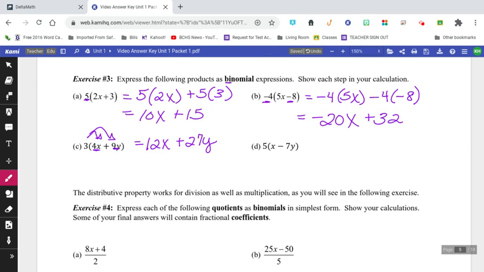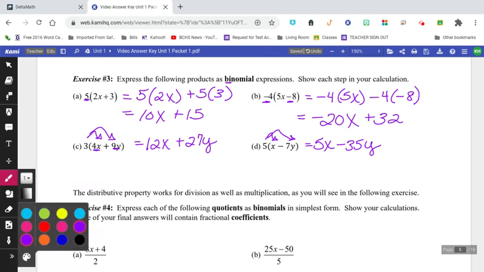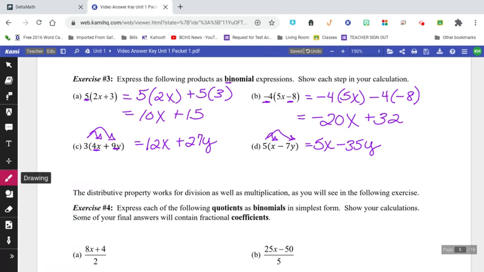So if you want to try D, you can pause it. 5 times x is 5x. 5 times negative 7y is minus 35y. Okay. I'm going to throw in a problem that's not listed here.